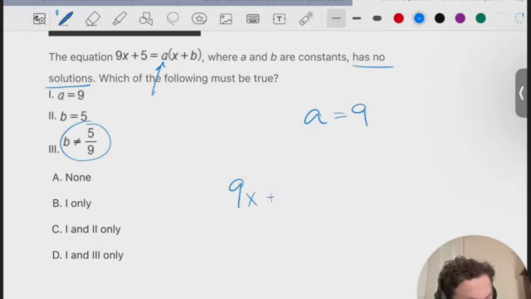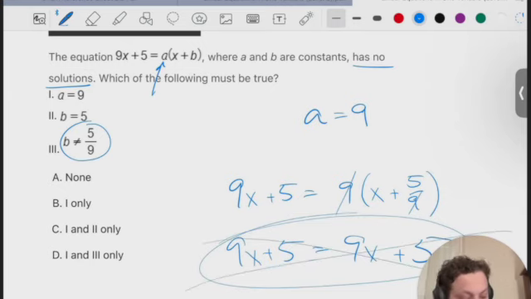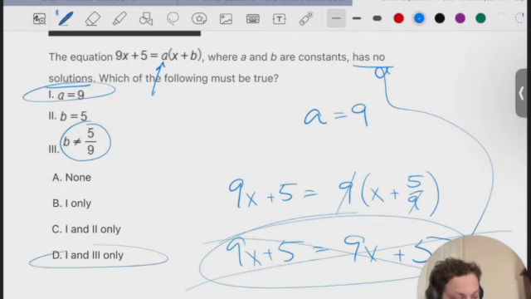9x plus 5 equals 9x plus 5 over 9. Let's see if this throws some sort of problem. That distributes out. 9x plus 5 equals 9x plus 5. That's the one thing we cannot have happen for there to be no solutions. So 1 and 3 must be true. This could be true.